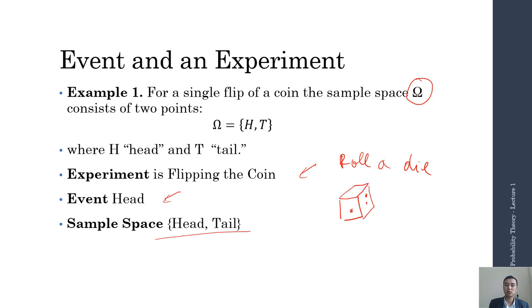This is a die. If we roll a die, the sample space will be 1, 2, 3, 4, 5, 6. This would be the sample space. In this case, this 5 is an event. This is the sample space, and the event is 5. The experiment is rolling a die.